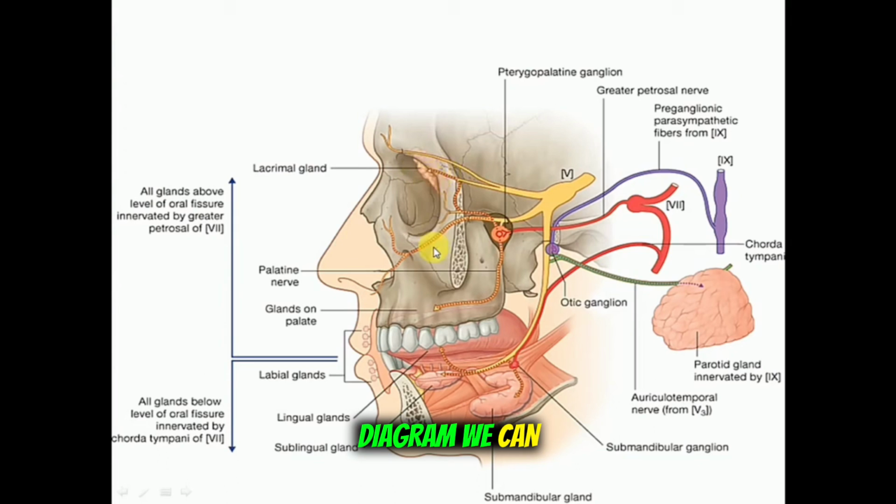So in this diagram we can see here that all the glands above the level of oral fissure are innervated by greater petrosal branch of facial nerve, whereas all the glands below the level of oral fissure are innervated by chorda tympani branch of facial nerve.